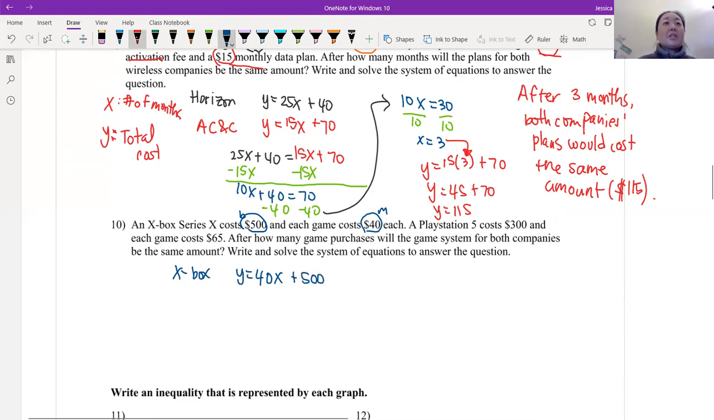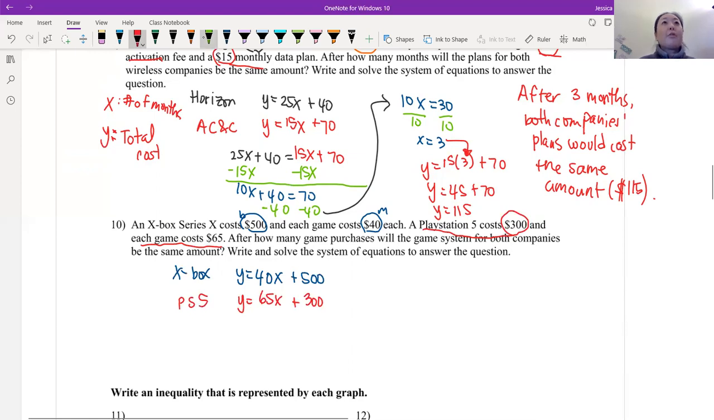Now for the PlayStation, it costs $300, and each game costs a bit more expensive, 65. So here's y is equal to 65x plus 300. So it doesn't cost as much for the games. I guess that's where they're getting the money from, right? So this is going to be PlayStation. I'll just go PS5.